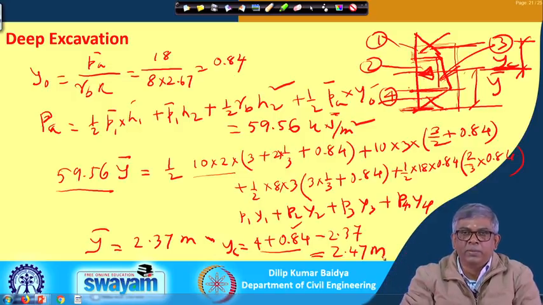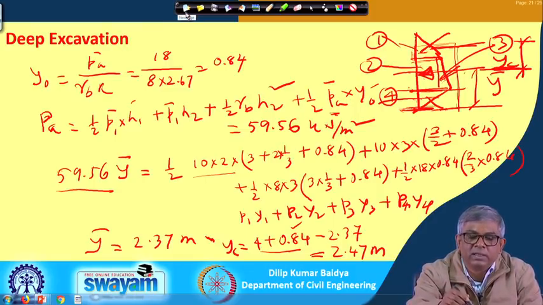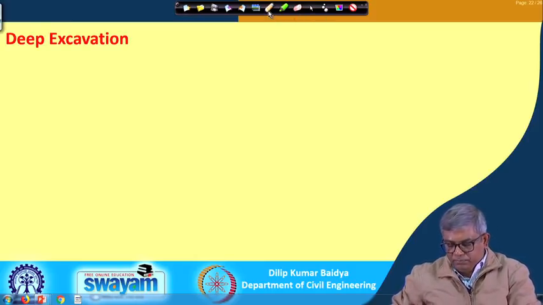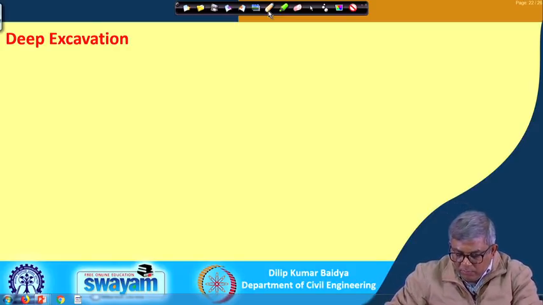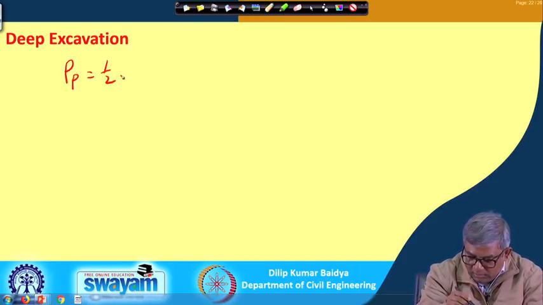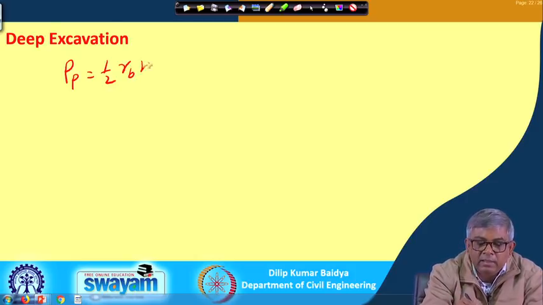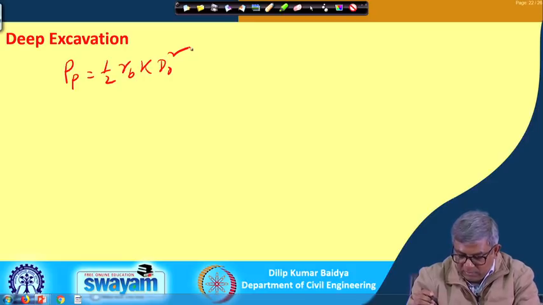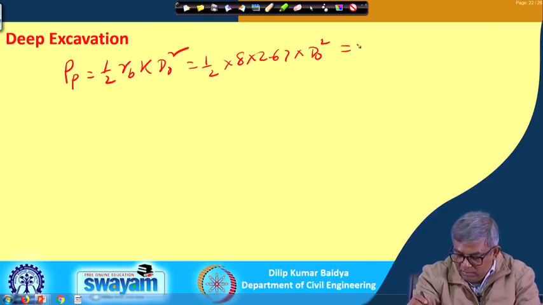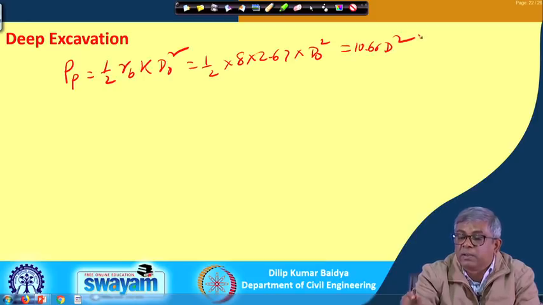Okay. So, that means now I have got the lever arm from P A to the anchor rod. I now need P P to the anchor rod, then I will take the moment, then I will be able to formulate the equation and then solve for D naught. Okay. So, next, your P P is equal to half gamma b times k d naught square. If I put in the values, half multiplied by 8 multiplied by 2.67 multiplied by d naught square, it becomes 10.66 d naught square.